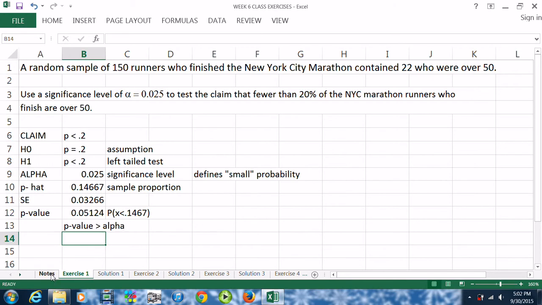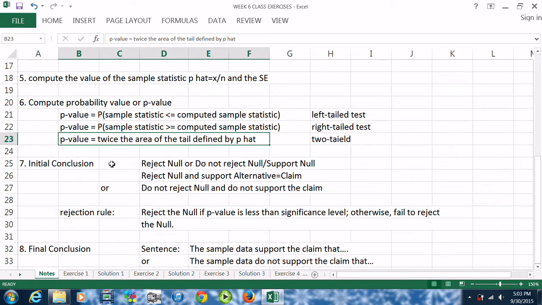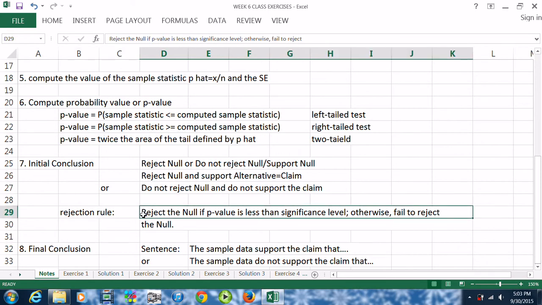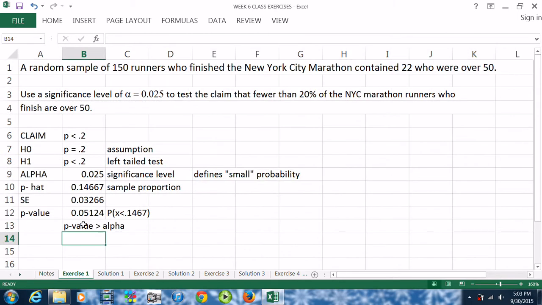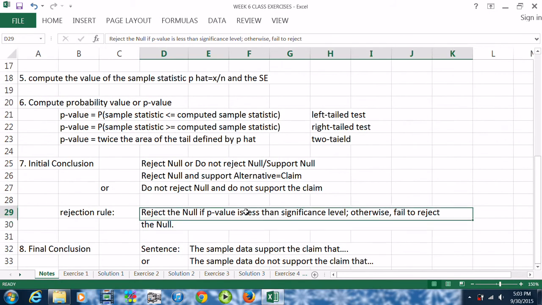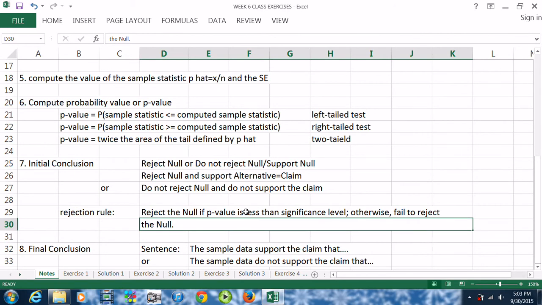If your p-value is bigger than alpha, you do not reject the null. So here we have a rejection rule. Only reject the null hypothesis if your p-value is less than the significance level, because then you would have a small probability, which means an unlikely event occurred under your assumption. Otherwise, you fail to reject the null hypothesis. See, we have an otherwise because our p-value is bigger than alpha, not less than alpha. So we fail to reject the null hypothesis.